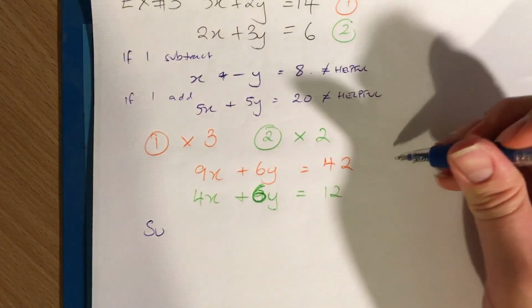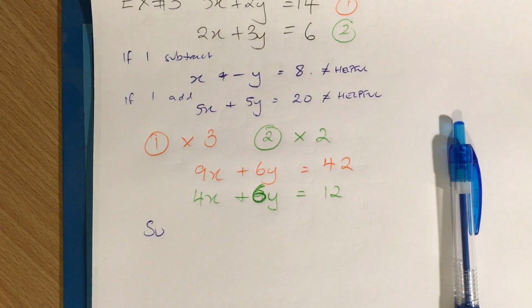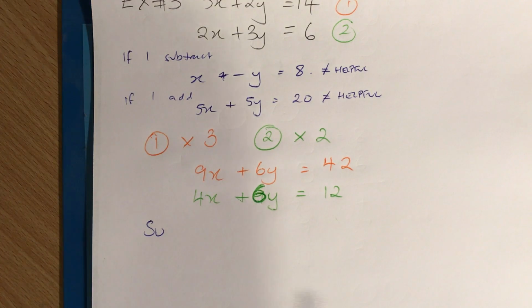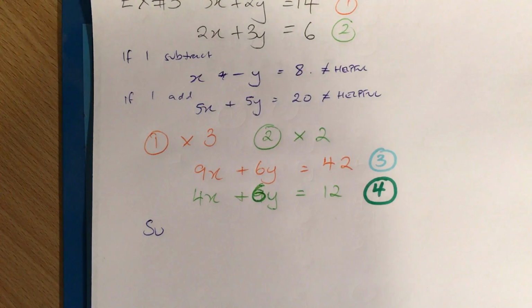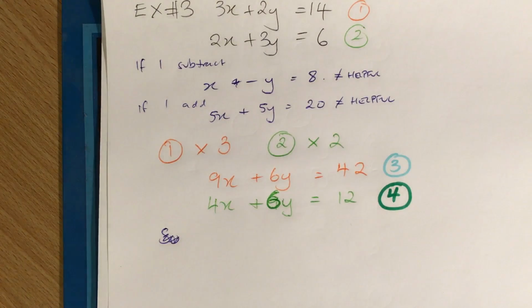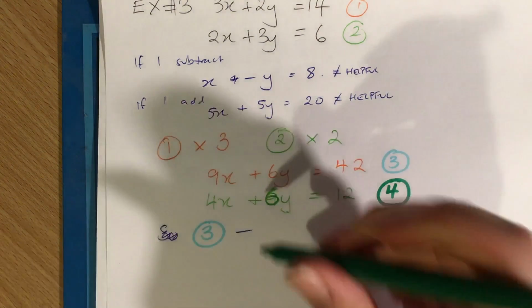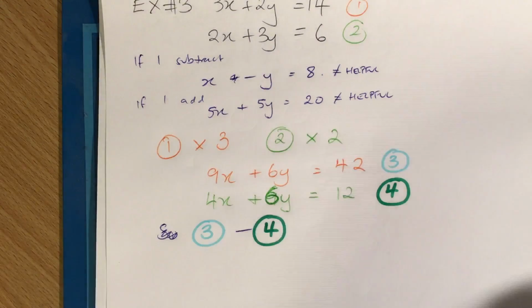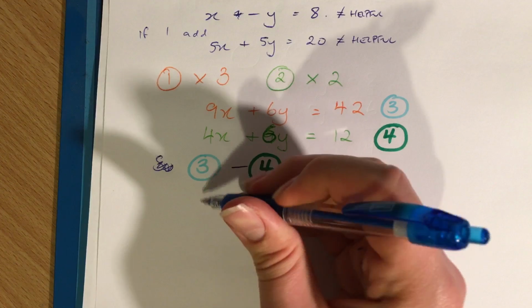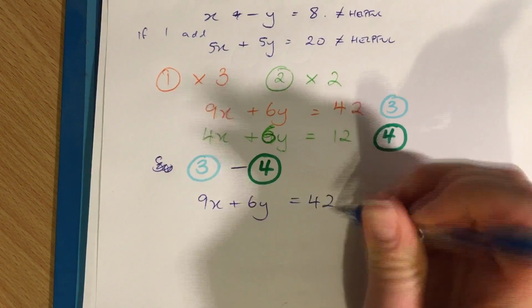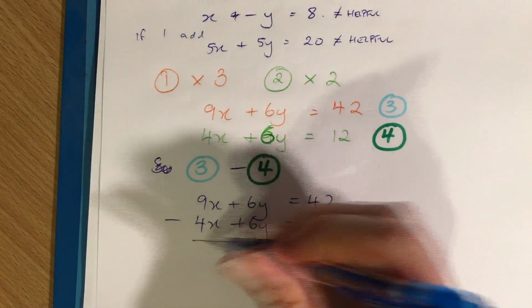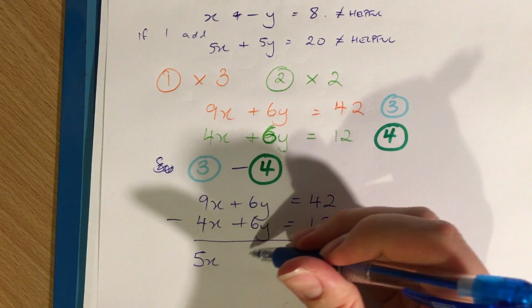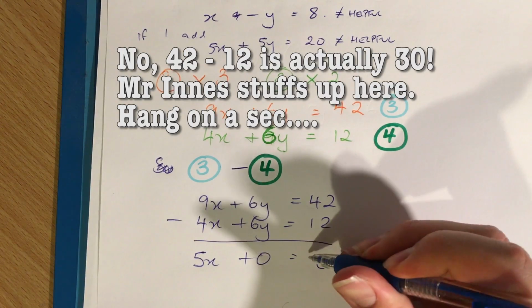Now, I'm going to label these equations. Have I got some more colours? Oh, I do. Oh, I've got better colours. Oh, go me. That's going to be equation 3, and this is going to be equation 4. So I'm going to do equation 3 take away equation 4. So plus 6y is equal to 12. 9x take away 4x, it's going to be 5x. 6y take away 6y is going to be 0. 42 take away 12 is going to be 50.